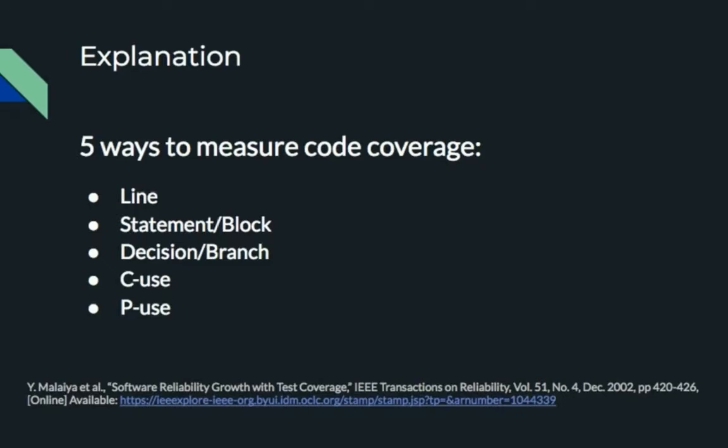A decision or branch in programming refers to all the places in the code where decisions are made, usually a conditional statement like a switch or an if statement. Branch coverage would be the percentage of these decision-making statements with an associated test.